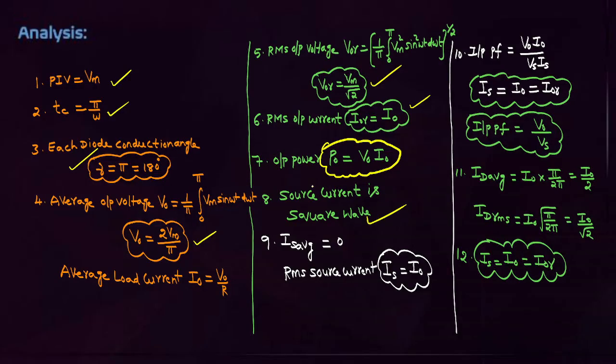Then the source current is a square wave. This is important for inductive loads, not purely inductive loads. For inductive loads, the source current is a square wave. The average source current is 0. The RMS source current is equal to the average load current.